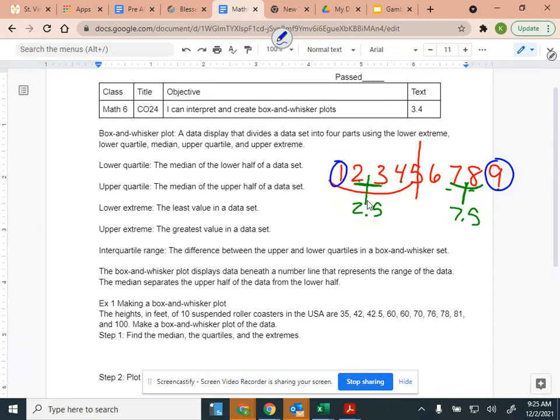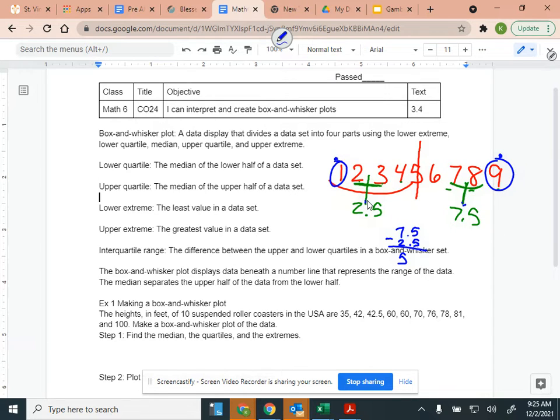So to find the interquartile range, you find the difference between the upper and the lower quartiles. So if it's interquartile range, you do the quartiles. So 7.5 minus 2.5, which gives us 5. So 5 would be the interquartile range because you're going from the upper and the lower quartiles. If they want the range of the whole data set, that's when you go from your upper extreme to your lower extreme. That's the whole entire data set.